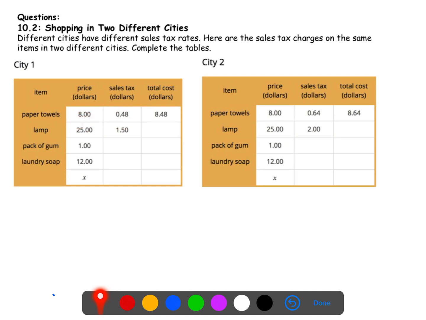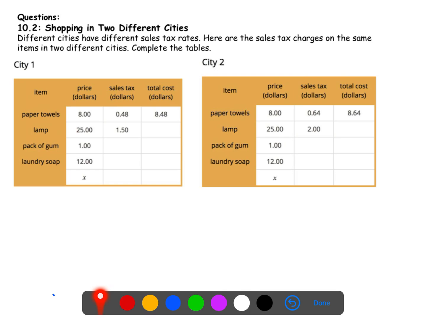If we buy paper towels for $8 and we pay a sales tax of 48 cents, then of course when we check out, we have to pay for the $8 item and the sales tax. So these two numbers get added together, they get combined. If we look at the lamp, it's the same deal. But because the lamp costs more and we're paying the same percentage of the cost, so for each dollar we spend, we pay a percentage of that cost.